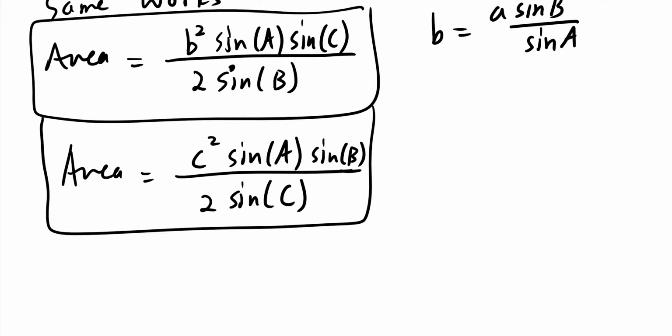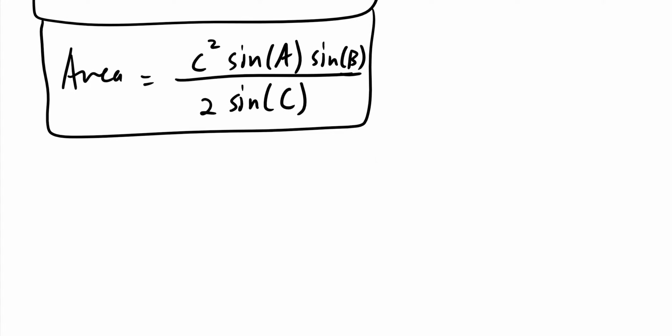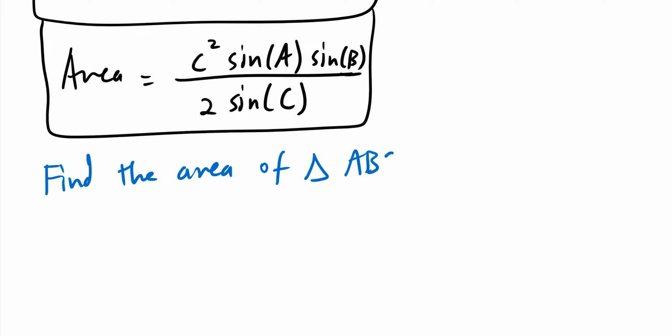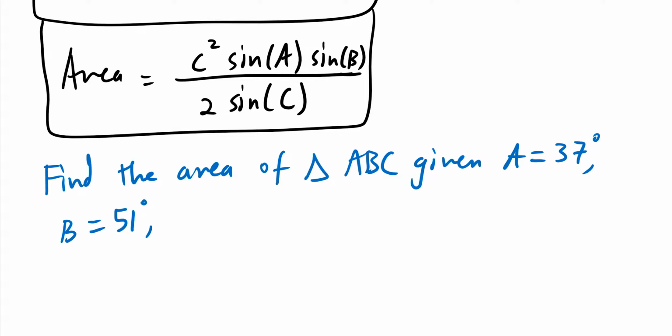And again, after each formula, it's good to look at an example. So let's say we would like to find the area of triangle ABC, given A is 37 degrees, B is 51 degrees, and small a is 6.43 feet.